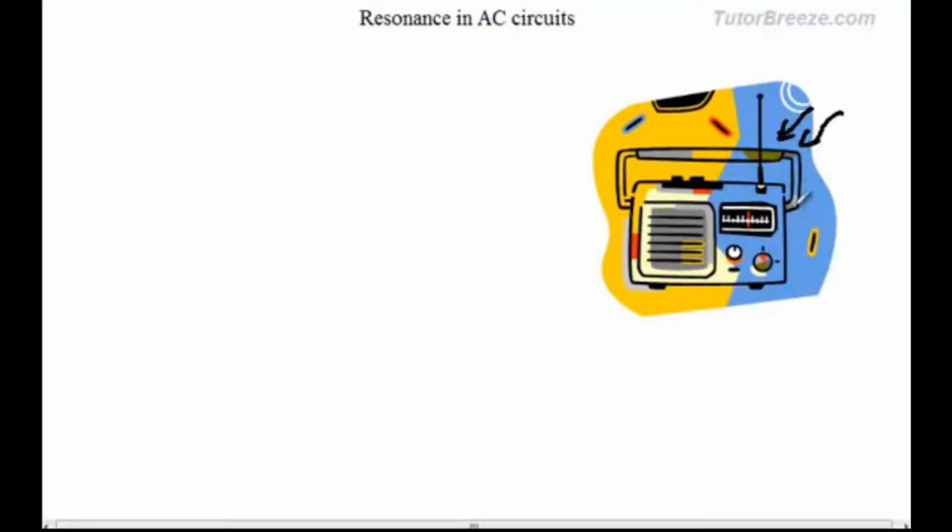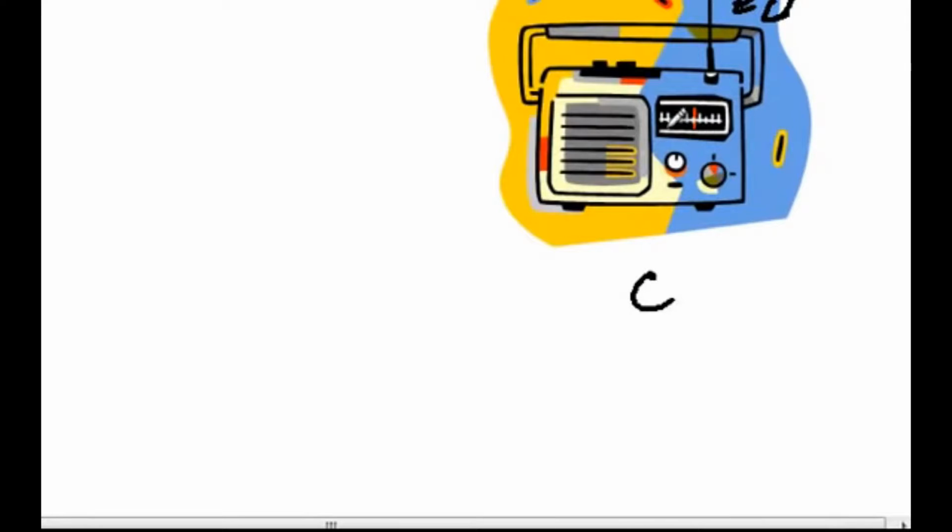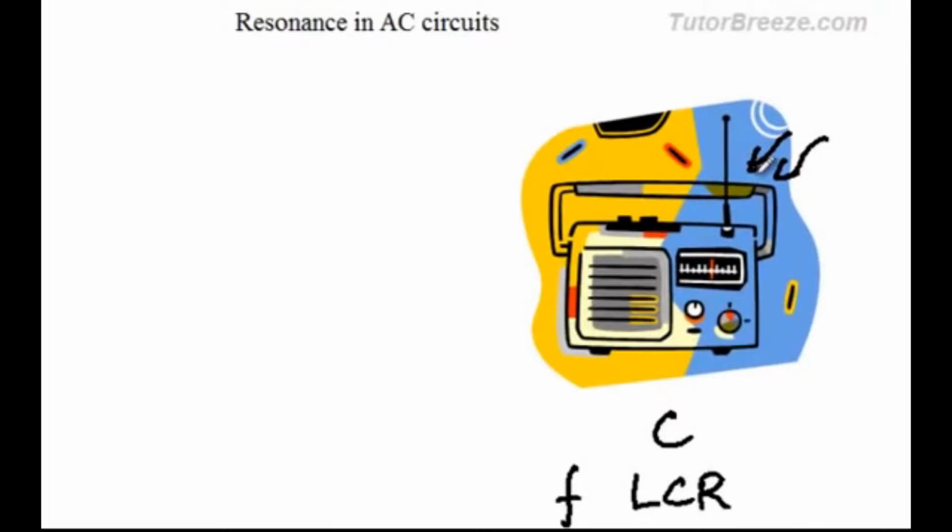Now while you turn the knob of the radio set, what you are doing is you're varying the capacitance of a circuit over here, and this in turn varies the frequency of the LCR circuit of the radio. Now when the frequency of the incoming waves from the broadcasting station match the natural frequency of the radio circuit, which is the frequency of this LCR circuit, then resonance happens.